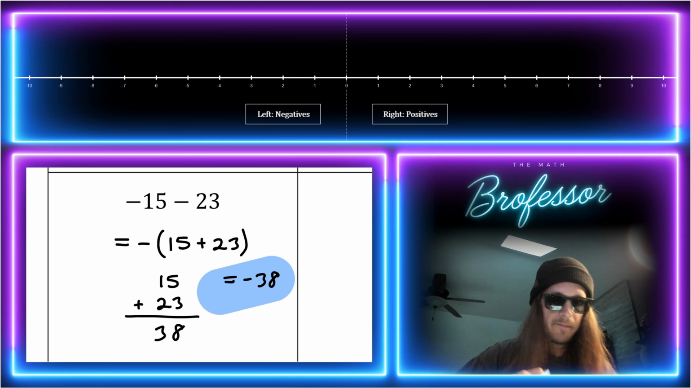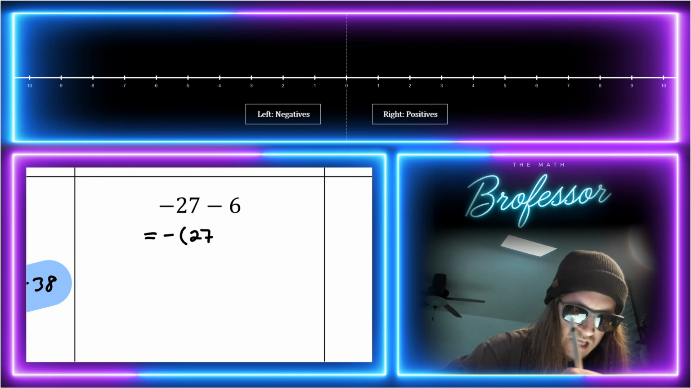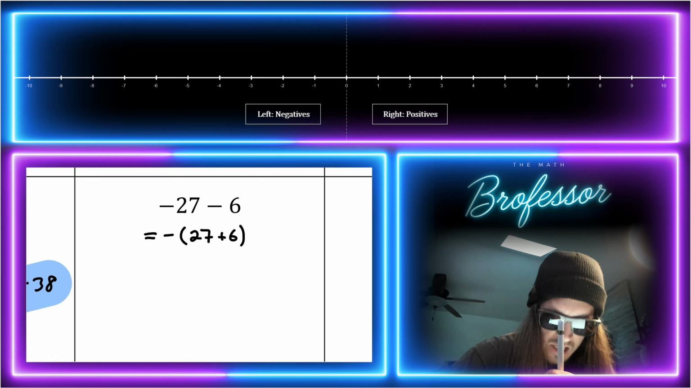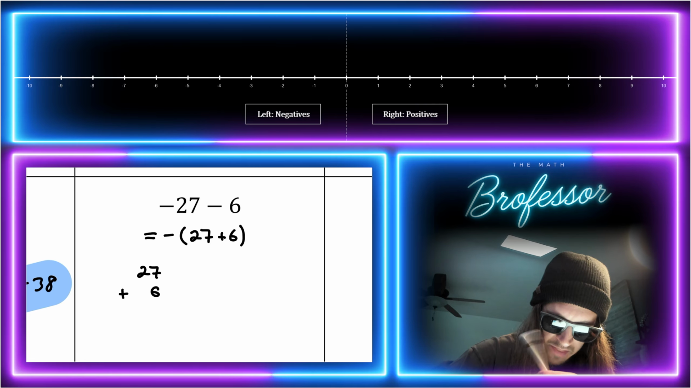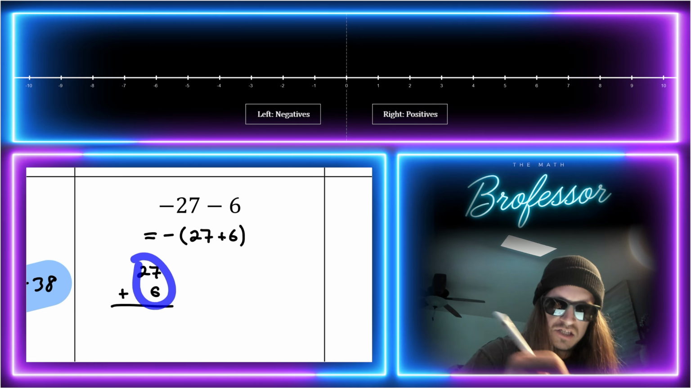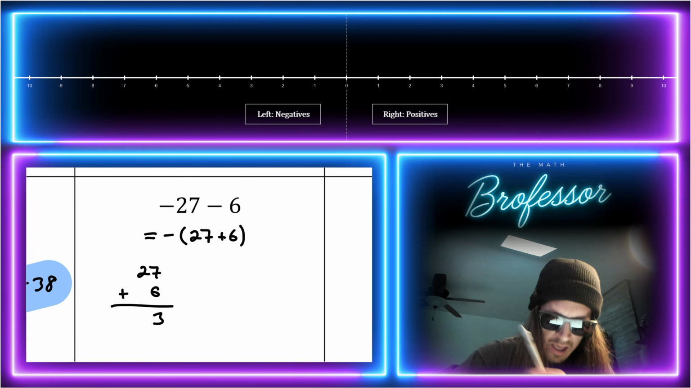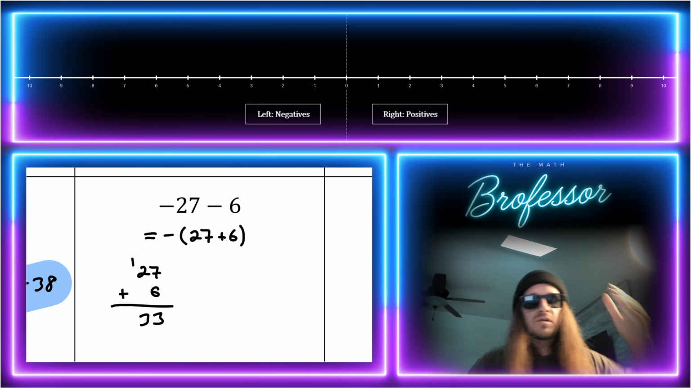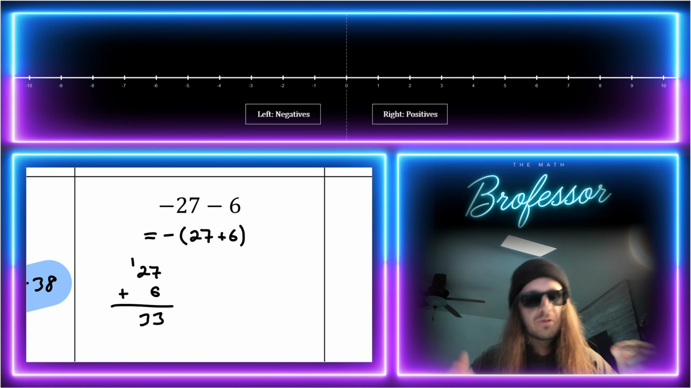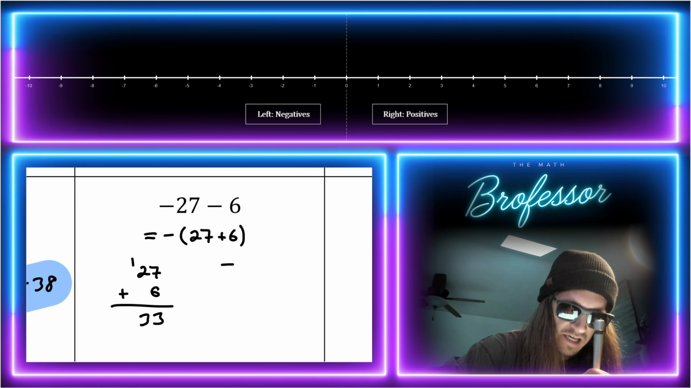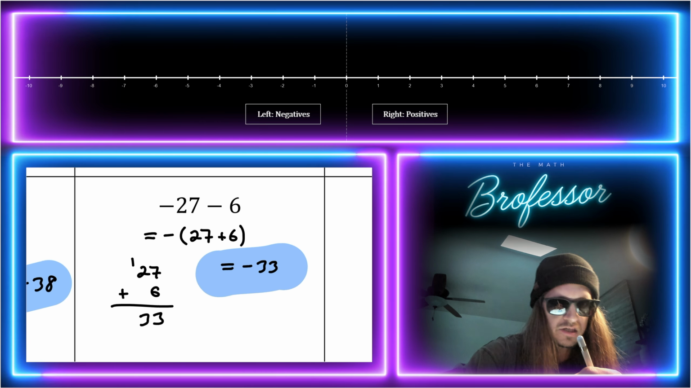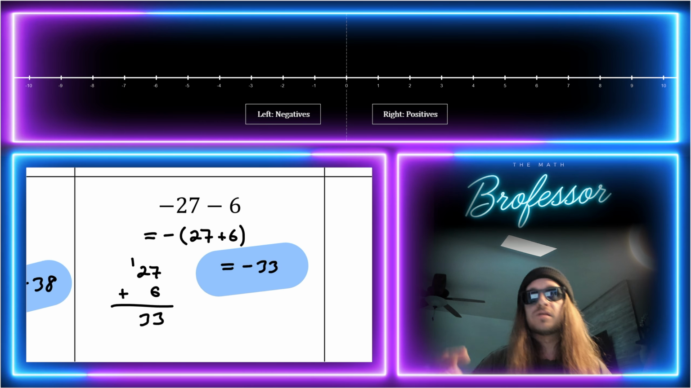So if you want to do this by hand right here, this is the same as negative 27 plus 6, right? This is the opposite of 27 plus 6. So 27 plus 6, we'll add that. Well, 7 plus 6 is 13. Carry the 1, and 2 plus 1 is just 3. So since 27 plus 6 is 33, negative 27 minus 6 is going to be negative 33. That's how that works, right? Opposites, they go opposite directions.